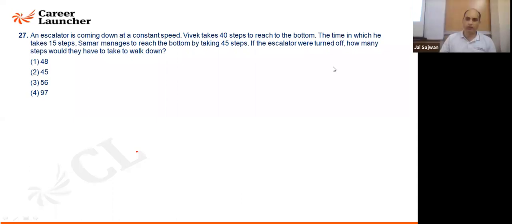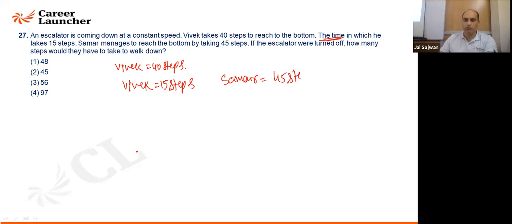Here I go now. An escalator is coming down at a constant speed. Vivek takes 40 steps to reach the bottom. In the time in which Vivek takes 15 steps, Samar, in the same time, manages to reach the bottom by taking 45 steps. So Samar is reaching the bottom, but he takes 45 steps.